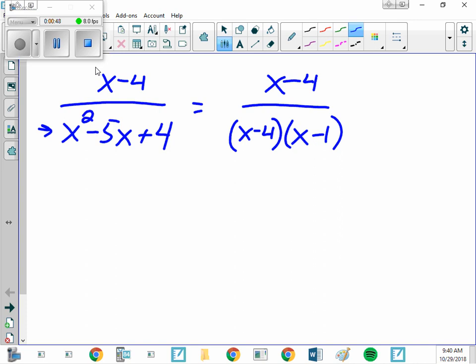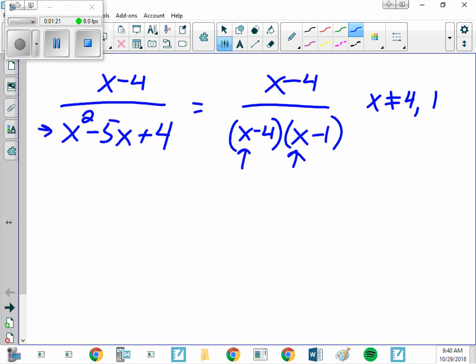Okay. Are there any domain restrictions in this? Yes, x is not allowed to be what two numbers? 4 and 1. Why not? If I plug 4 into there, I get 0 times 3, and 0 times 3 is 0, and I can't divide by 0. If I plug 1 in, I get negative 3 times 0, which is 0, and then I'm not allowed to divide by 0.